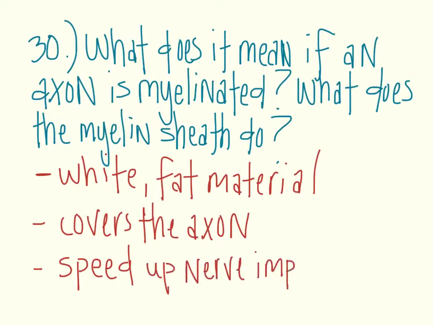You can think of it kind of like the insulation on a power cord, like that black wrapping around it. It kind of keeps things from misfiring. So it's just a white fattish material that covers the axon, and it will help speed up a nerve impulse.